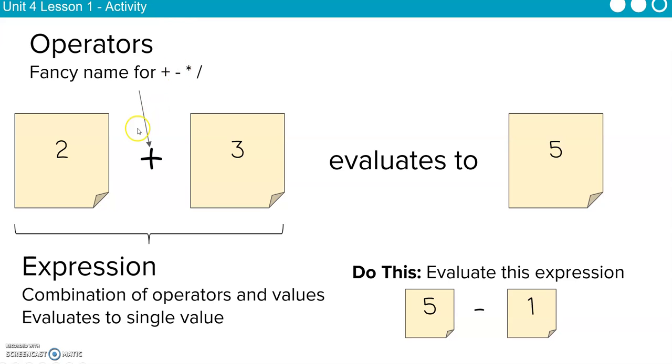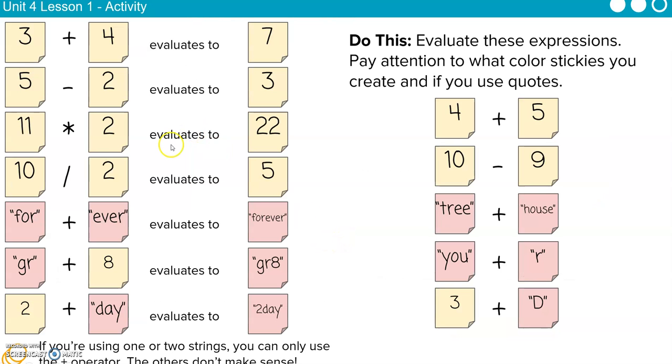That will remind you. So you can have an expression where you have two values and you combine them with an operator. So 2 plus 3 evaluates to 5. Pretty straightforward. That is, like I said, an expression, and hopefully you can do this expression as well, 5 minus 1. These, of course, are pretty straightforward, okay, hopefully.